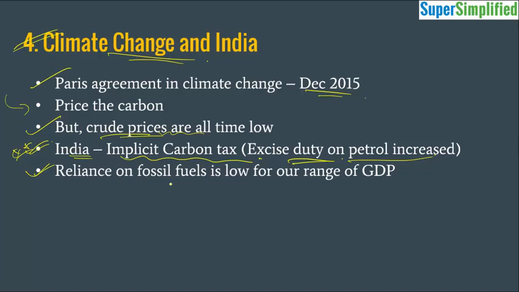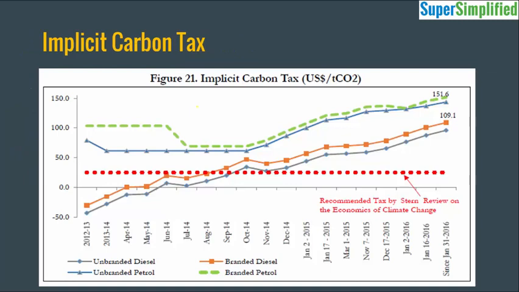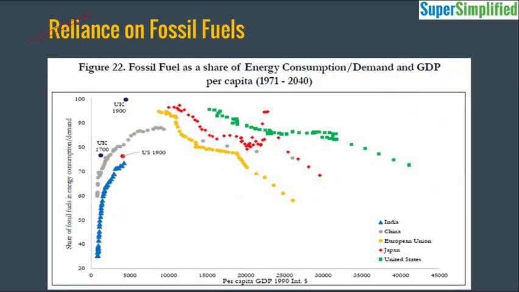And another thing is the reliance of India on fossil fuels is very low for our range of GDP. You can see from the graph here, this is the implicit carbon tax we are talking about. This red line is the standard norm, and India is far above this particular norm for all brands of product, for diesel and petrol both. So we have already taken care of the carbon tax which controls the usage of these fossil fuels, and our reliance on fossil fuels is very low as compared to other economies. If you see, the US in 1900 itself was above our level. So India is doing well on the climate change front as well. India's commitment towards the fight against climate change is evident from these statistics.